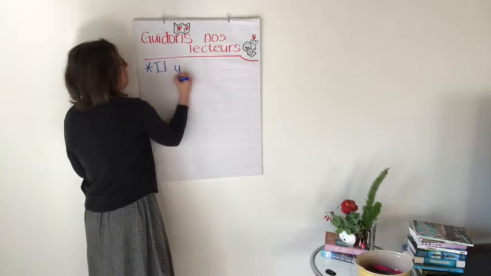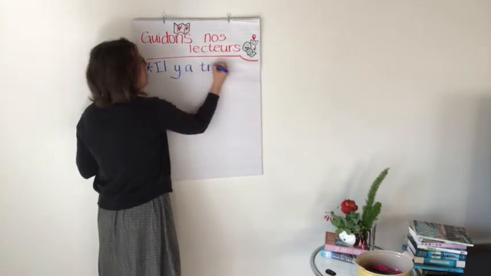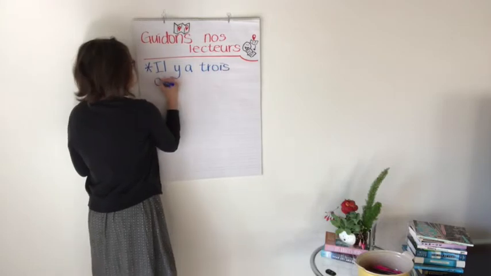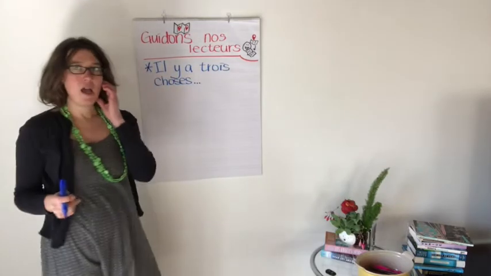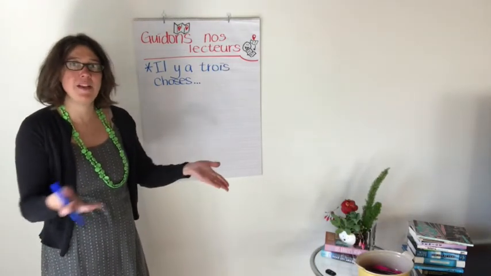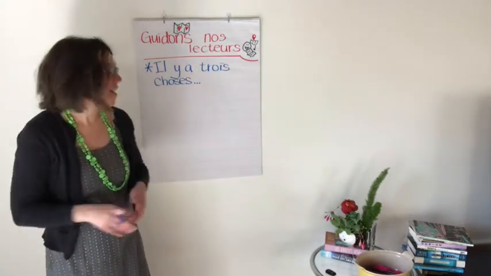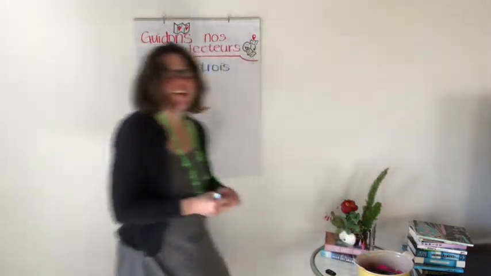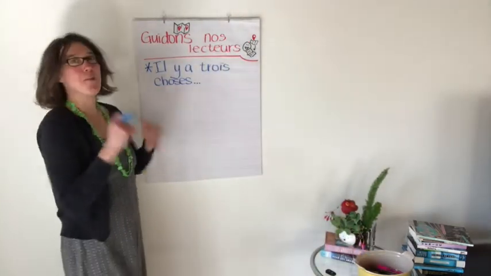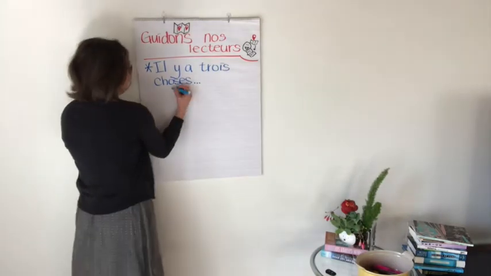Il y a 3 choses. And then we can put all kinds of things after that, but today we talked about what's the most French. So I'm going to add that down at the next line here. And we're going to say there are 3 things that are the most French in our opinion.